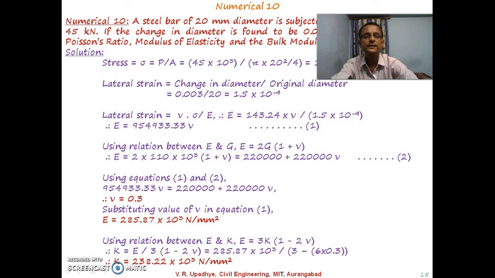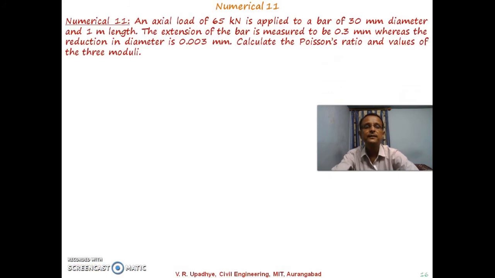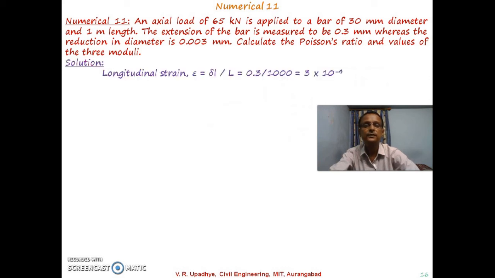Now we will go through one more numerical, numerical 11. The statement is: an axial load of 65 kilonewton is applied to a bar of 30 millimeter diameter and 1 meter length. The extension of the bar is measured to be 0.3 mm, that is the change in length, whereas the reduction in diameter is 0.003 millimeter. Calculate the Poisson's ratio and the values of the 3 moduli. So E, G and K are all required. We'll go through the solution one by one.